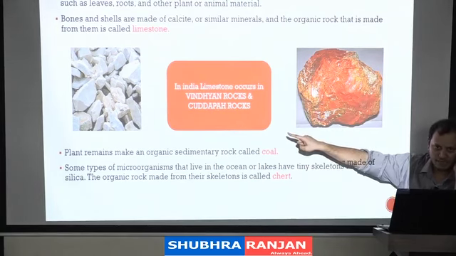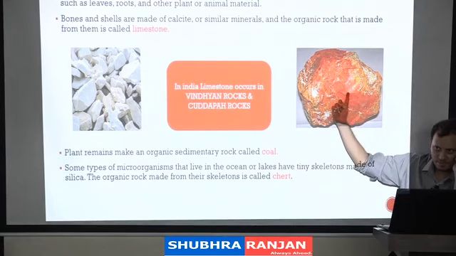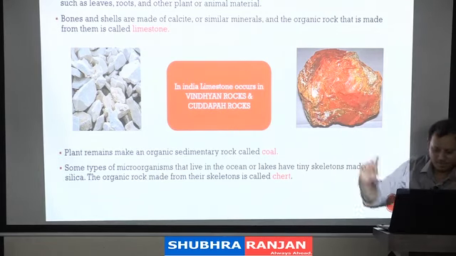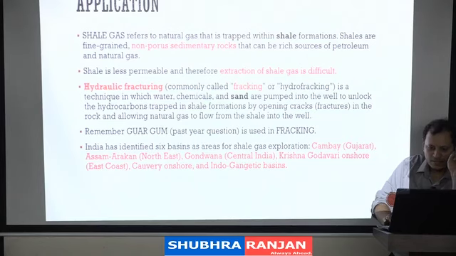Limestone is more of calcium, therefore white in color. Chert is more of silica, so it is slightly darker in color as compared to the limestone. Now see the application part here. First, the application: shale gas.